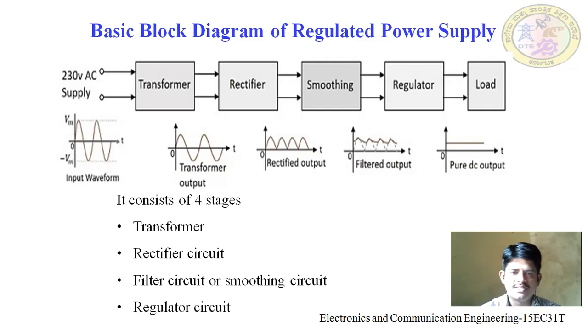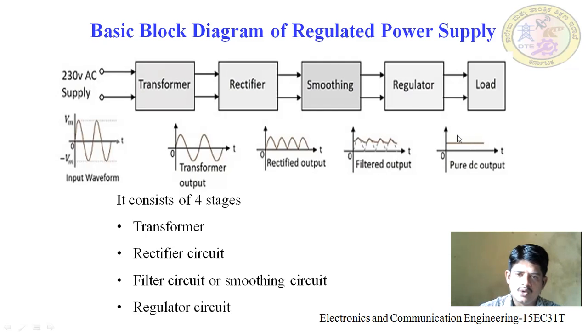So we will be sending this to the regulator. Up to this point, we can call it an unregulated power supply, because we don't have a regulator up to this point. If you want regulated, meaning constant output voltage, then we need to pass it to the regulator. So this is the output of a regulator.